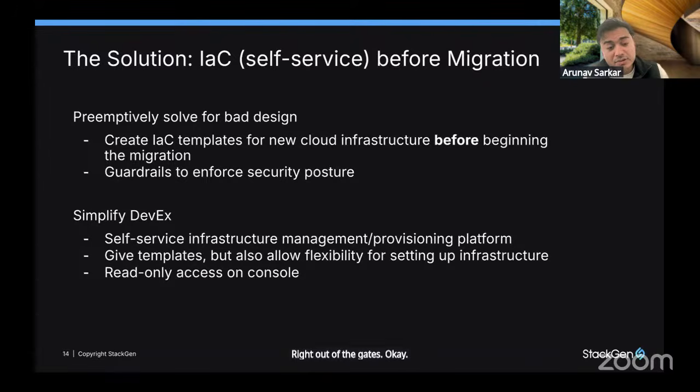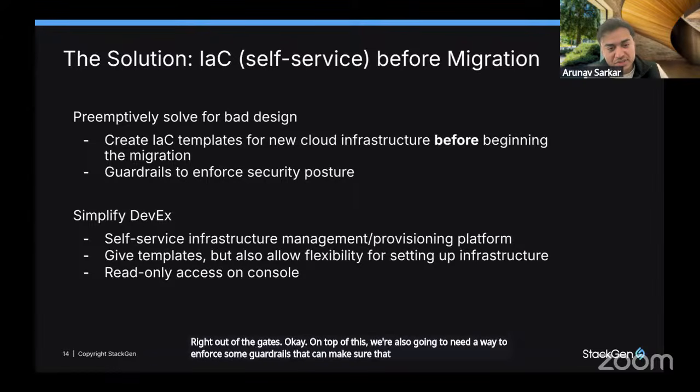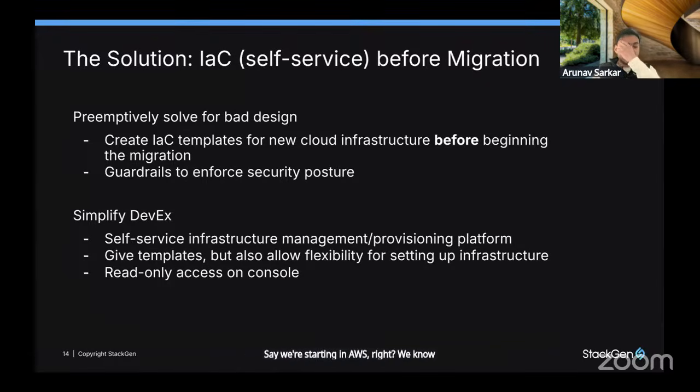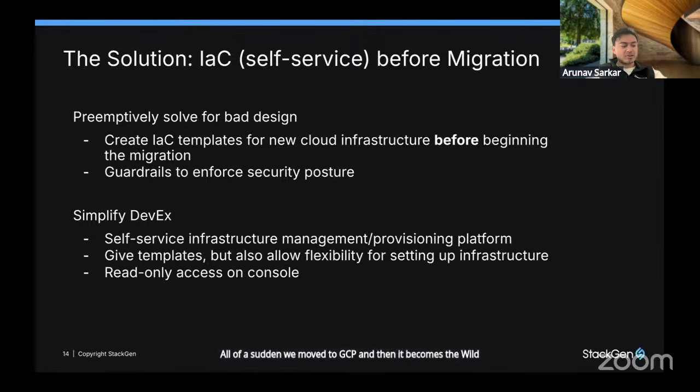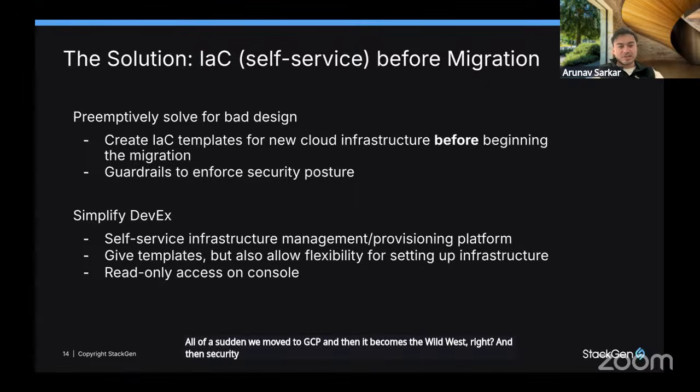On top of this, right, we're also going to need a way to enforce some guardrails that can make sure that whatever our security posture is going to be is met in this new cloud, right? Like very often, say we're starting in AWS, right? We know our AWS workloads are compliant with SOC 2, PCI, and whatever other security policies we have. All of a sudden we move to GCP and then it becomes the Wild West, right? And then the security team spends a year and a half just trying to wrangle everything back under control, right?